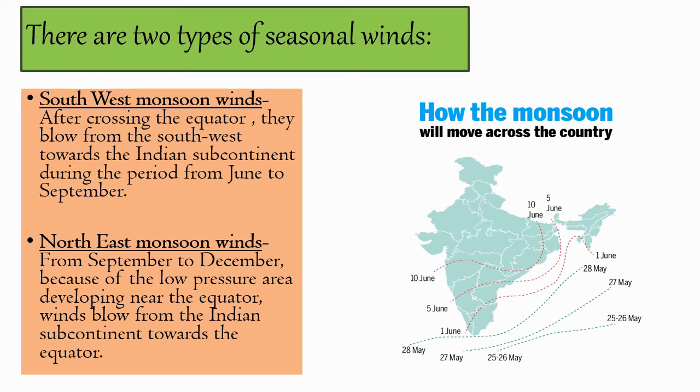After crossing the equator, they blow from the southwest towards the Indian subcontinent during the period from June to September. They are called the southwest monsoons. They are full of moisture. From September to December, because of the low pressure area developing near the equator, winds blow from the Indian subcontinent towards the equator. These are called the northeast monsoon winds. They are dry winds.